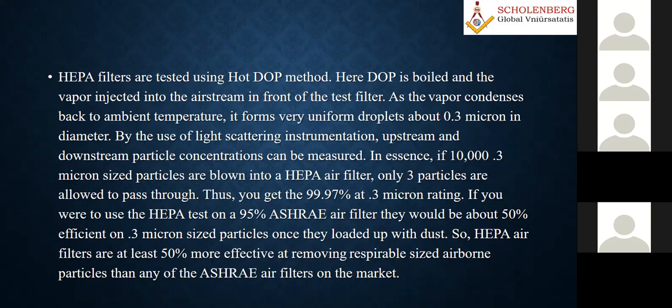Otherwise, you have to refer to some of the things, because there is so much mathematics involved in that. The upstream and downstream particle concentration can be measured. So in essence, what is the summary? If 10,000 particles of 0.3 micron are blown into a HEPA filter, only 3 particles are allowed to pass. So thus you get 99.97% at 0.3 micron rating.